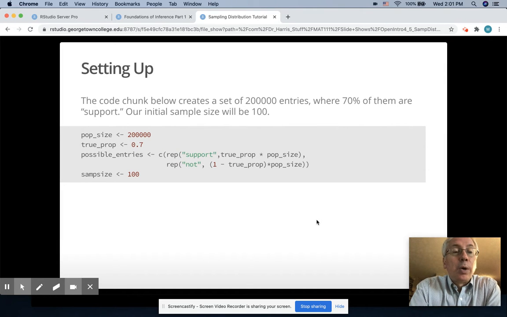So jumping right into the code, I'm not going to take a lot of time to analyze much of it, but maybe you can follow along a little bit. What we're doing is we're assigning 200,000 to the variable pop_size. 0.7 is going to be assigned the value of true_proportion. And then the next line, possible entries, basically just assigns 70% of the 200,000 entries to supporting the plan and the other 30% to not supporting the plan. And initially, we're going to set our sample size to 100. So sample size is the variable that records the number of individuals in our sample.